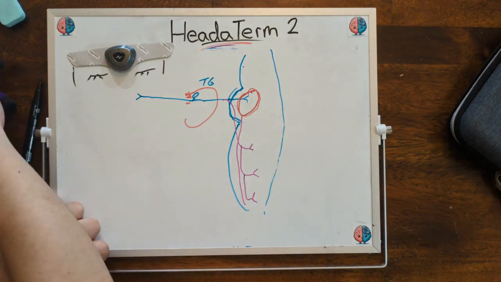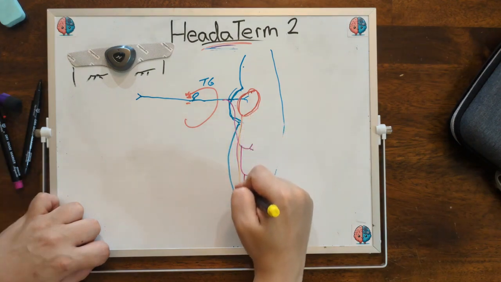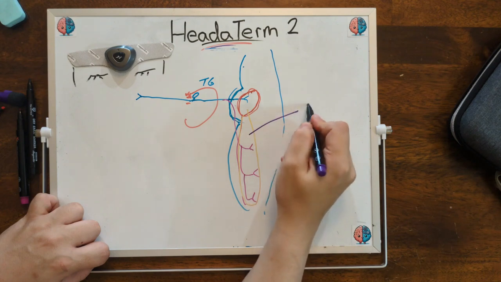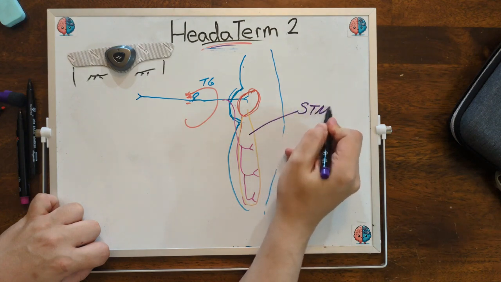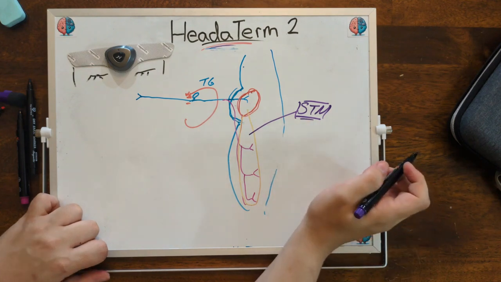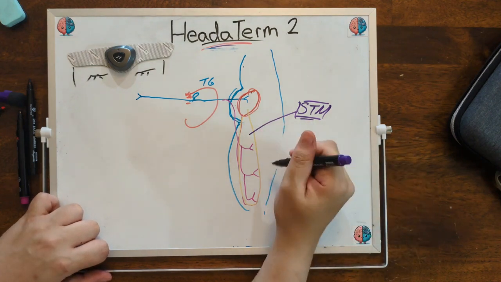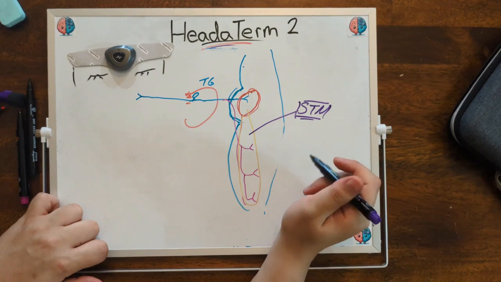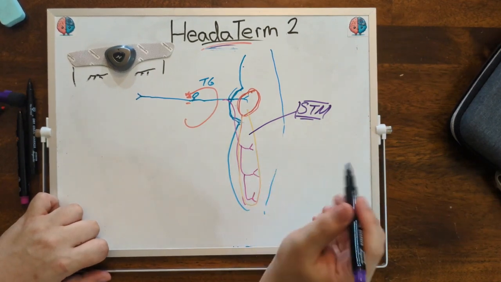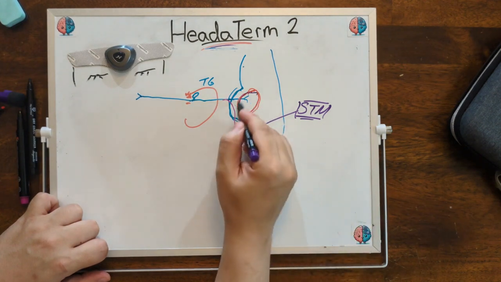So this would be the spinal trigeminal nucleus. So this is the medulla. It actually goes down to C3. So pain and temperature fibers descend while touch or sensory fibers go to the adjacent nucleus.